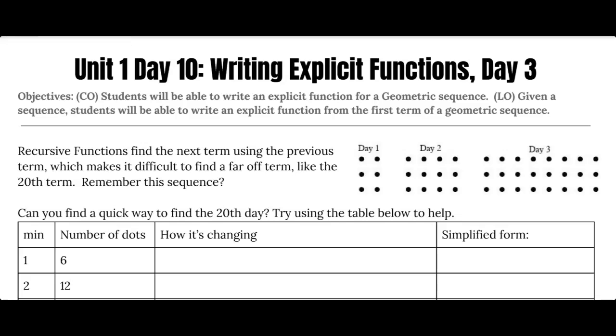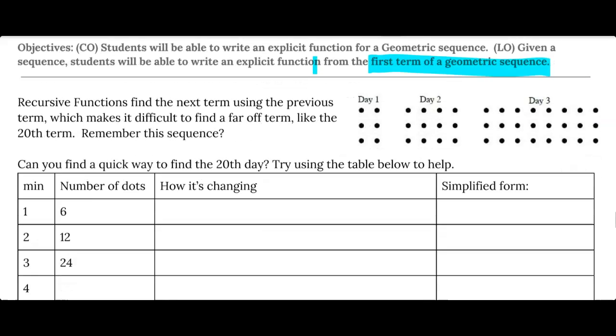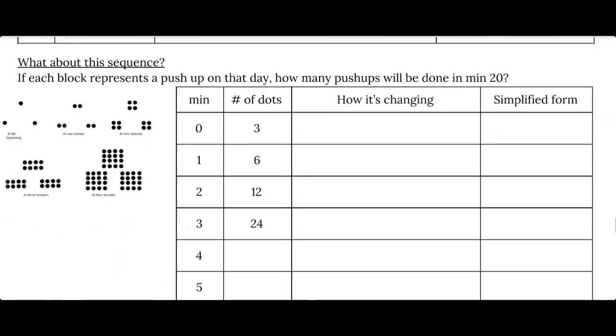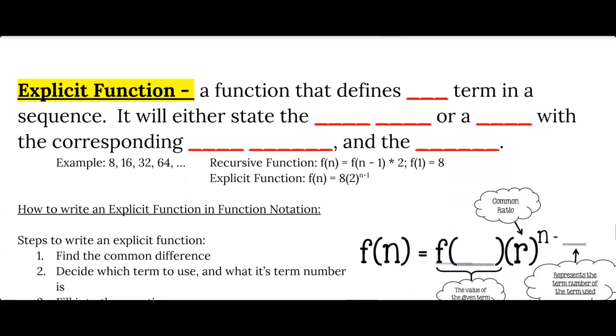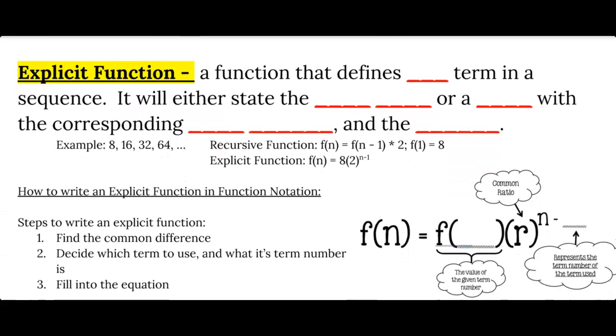Guys, and welcome back. So this is Unit 1, Day 10, Writing Explicit Functions, and we are going to be doing this from geometric sequences today instead. So our objective is that we will be able to write an explicit function for a geometric sequence given the first term, so making sure we have the first term. So we are actually going to skip this first piece. We will do that in class, but we will do these notes on the back.